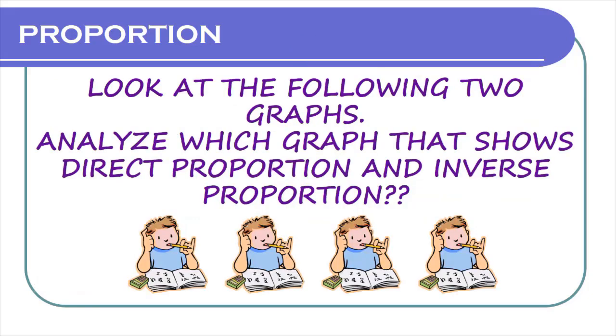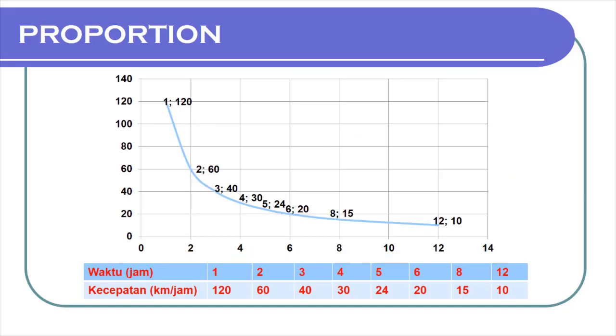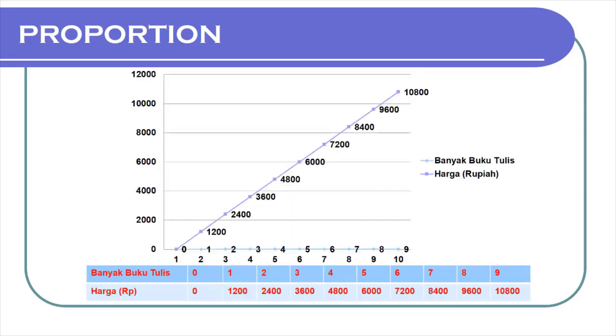Look at the following graphs. You will understand the difference between direct proportion and inverse proportion. The following graph shows the number of books and the price. And this graph shows the time and speed. For the first graph, if you compare the number of books and the price, if you buy many books, then the price will be higher.